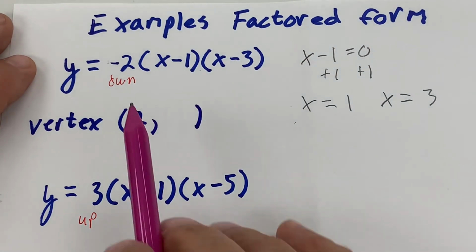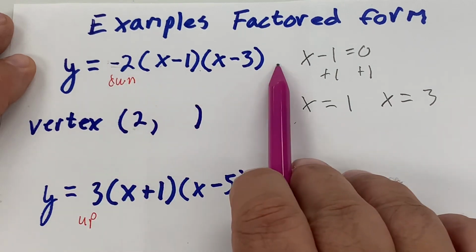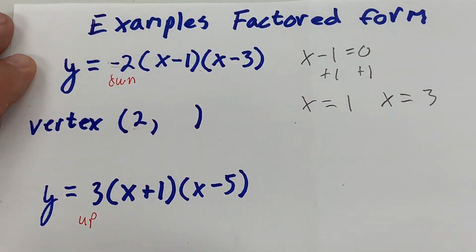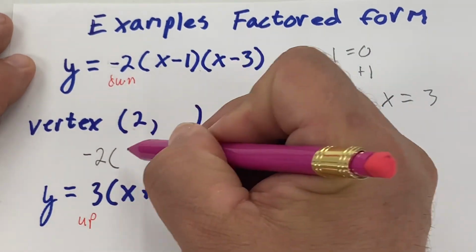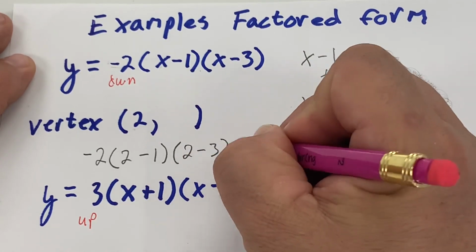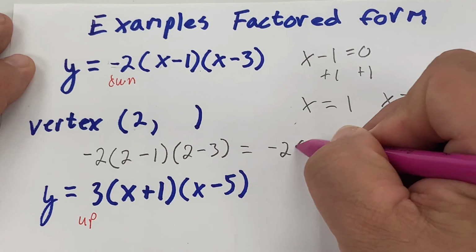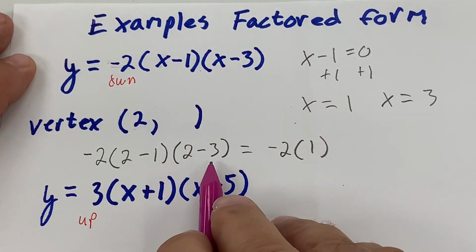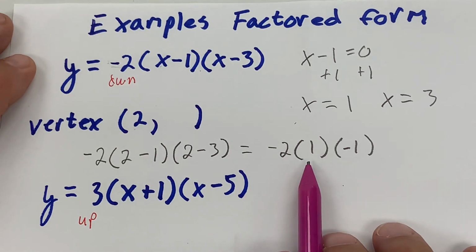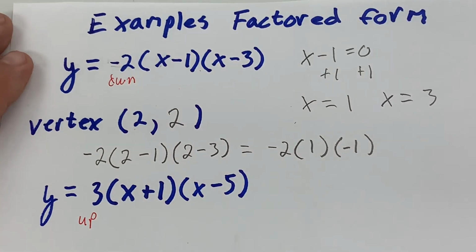Now, to get the y value, that's a little bit more work. I have to take this 2 and plug it in here, and evaluate the whole thing, because that's going to give me the y value at x equals 2. So I'm going to write down negative 2 times 2 minus 1 times 2 minus 3. So 2 minus 1 is 1. This is going to equal negative 2 times 1, and then 2 minus 3 is negative 1. So negative 2 times positive 1 is negative 2, and negative 2 times negative 1 is positive 2.